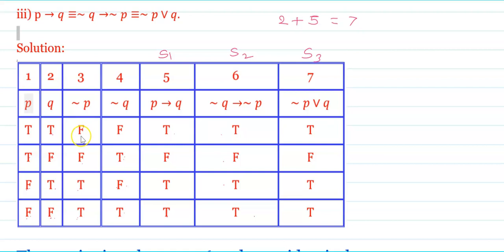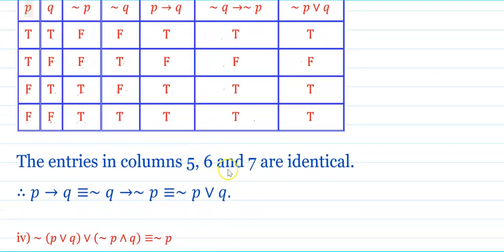What should we remember for OR? If one of them is true, then it is true, otherwise false. T or F is true. F or F, both of them are false. T or T, it is true. F or T, it is true. Okay, and in this way, if we observe column numbers 5th, 6th, and 7th: T, T, T, F, F, F, T, T, T, T, T, T, all are identical, and hence the given statement pattern is equivalent.